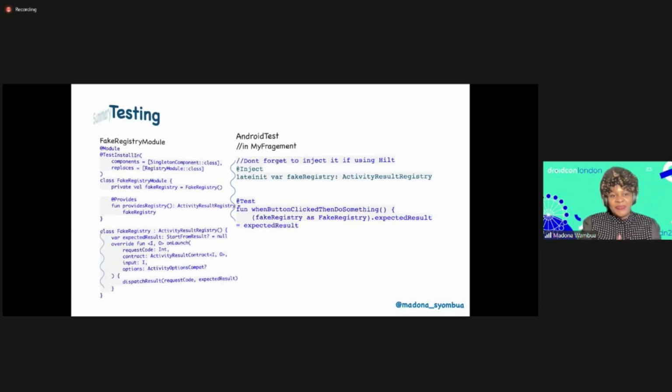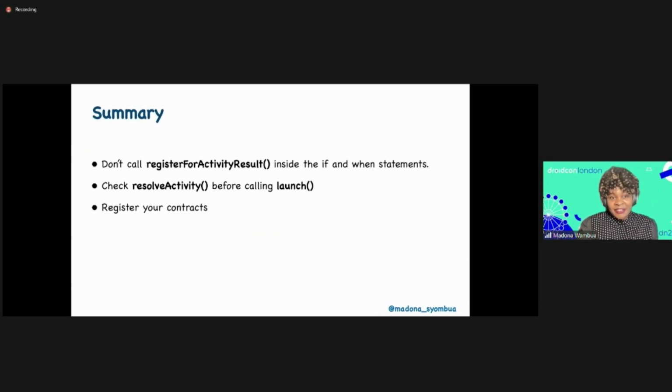So, summary. These are things that I've learned. Don't call registerForActivityResult inside the if and when statements. Check resolveActivity before calling launch, and register your contracts. Let's highlight a few non-obvious points that must be taken into account. Contracts can be registered at any point of the activity or fragment lifecycle, but they cannot be launched before going through the created state. A common approach is to register contracts as class fields. It is not recommended to call registerForActivityResult inside the if and when statements.